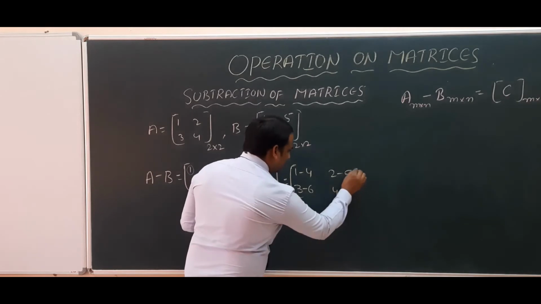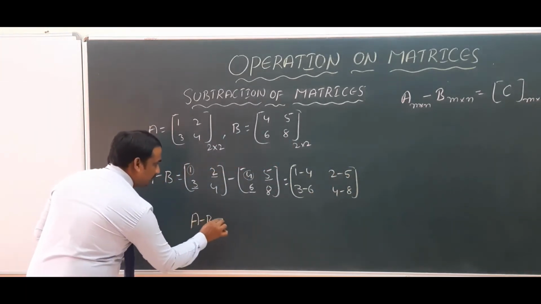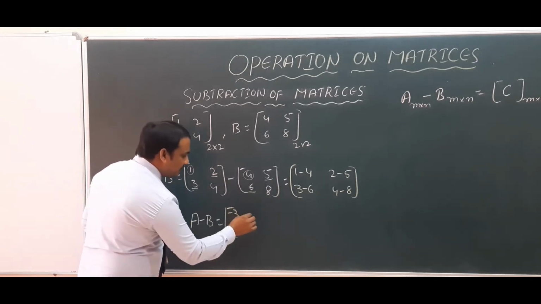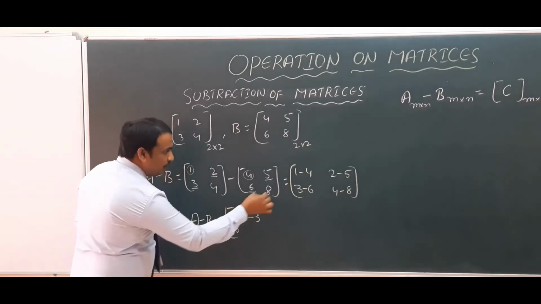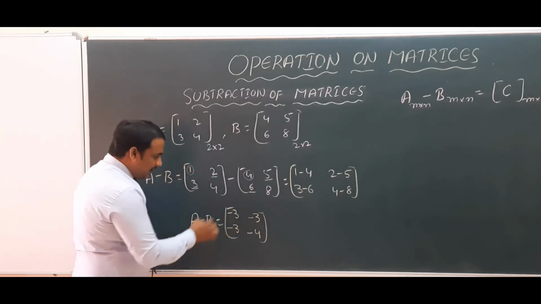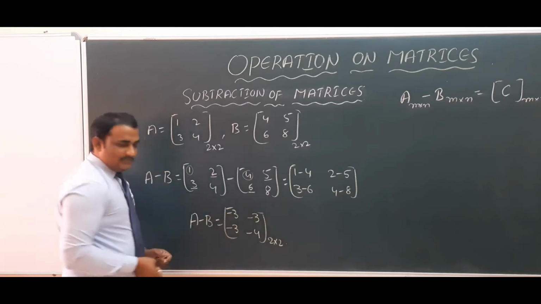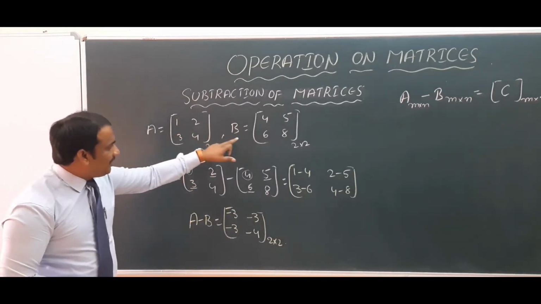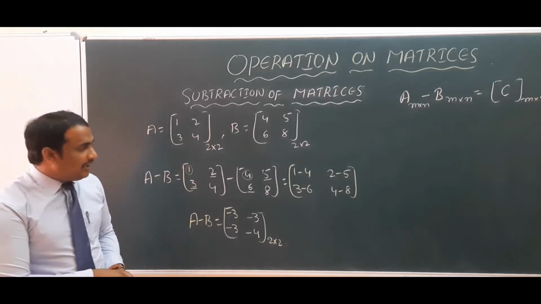4 minus 8. Now we will get A minus B equal to 1 minus 4 is minus 3, 2 minus 5 is minus 3, 3 minus 6 is minus 3, 4 minus 8 is minus 4. This is the resultant matrix. What is the order here? 2 rows, 2 columns, 2 by 2. Understand? Subtraction of matrices means the A matrix and B matrix must always have the same order. When the order is the same, subtract the corresponding elements.